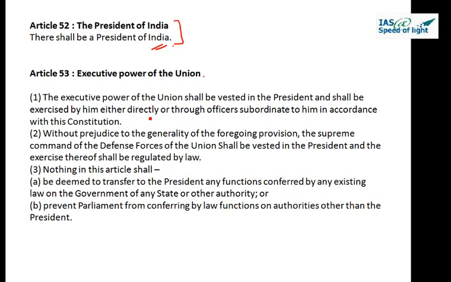The first part says the executive power of the union is vested in the president, and the president will exercise these executive powers either directly or through officers subordinate to him in accordance with the constitution. These subordinate officers are normally the ministers.